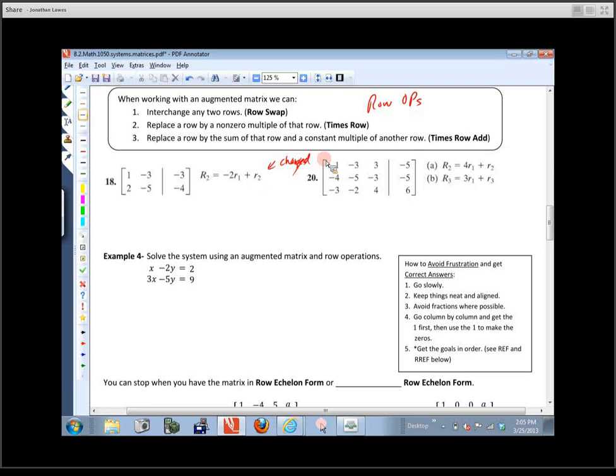Take a look at this. I'm going to take the first row, and I'm going to multiply it by -2. So -2 times -3 is going to be a 6, and that's going to be a 6. And what am I supposed to do with these? Add them to the other row. I'm supposed to take that one and add them together. So this is going to be 0, this is going to be 1, and this is going to be 2.